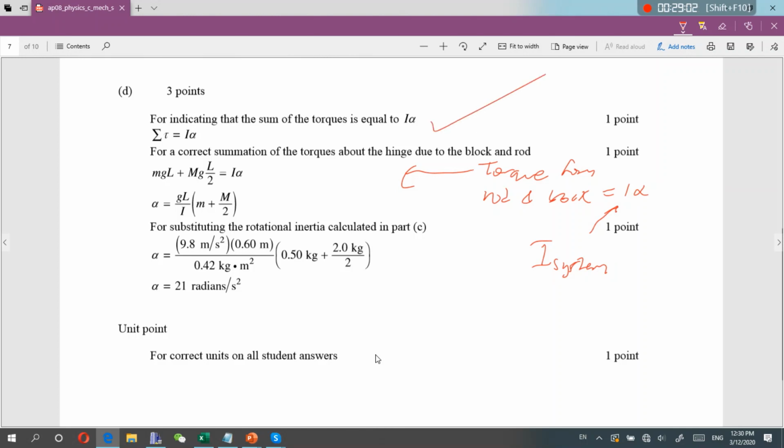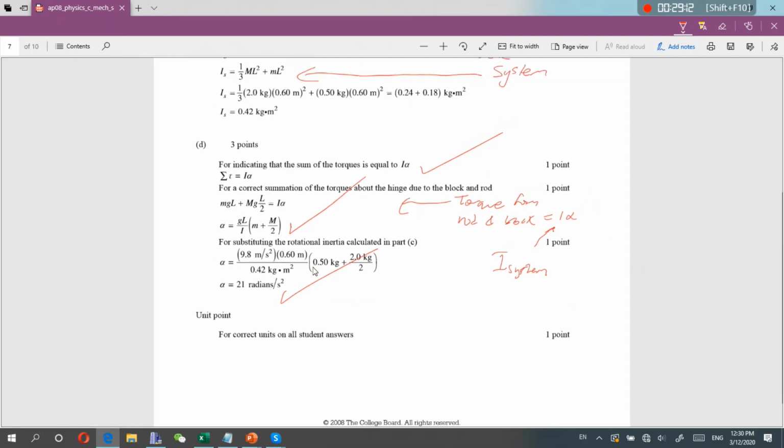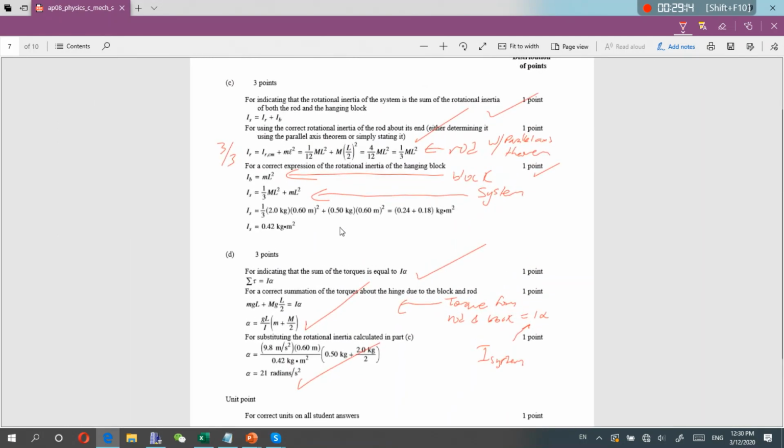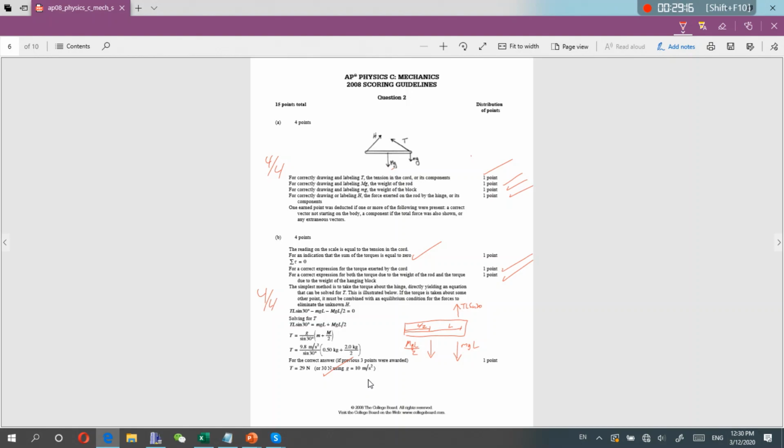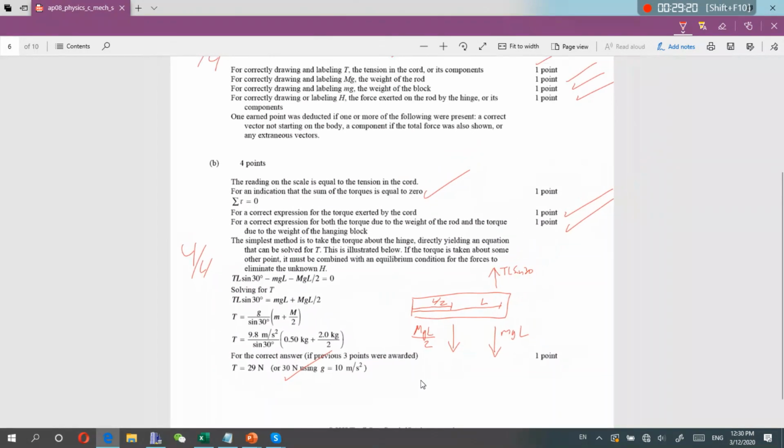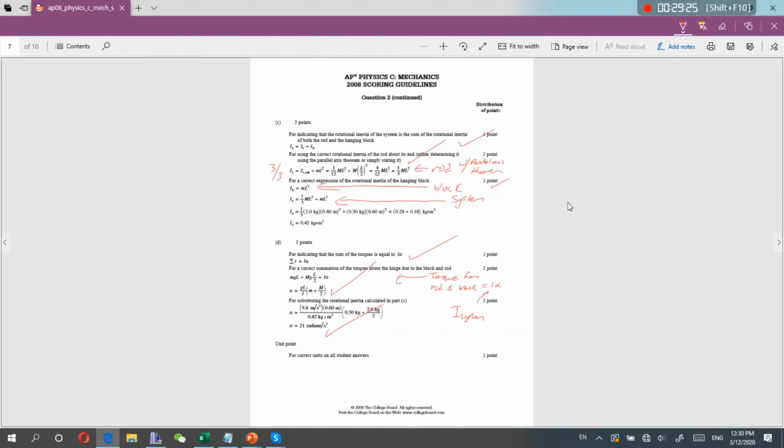Okay, torque equals I alpha, we did that. Summation. Okay, that is what we got, yes. And then 21 radians per second squared. Correct units on all answers: radians per second squared, kilogram meters squared. That's good. And then last one, torque in newtons. That's good. So I think we get full credit for that. 15 out of 15. Yay.